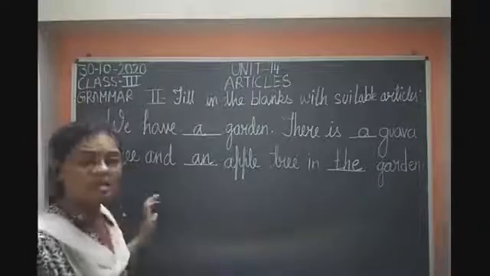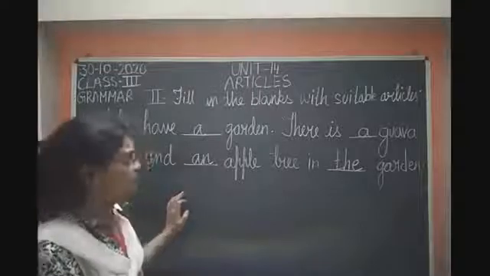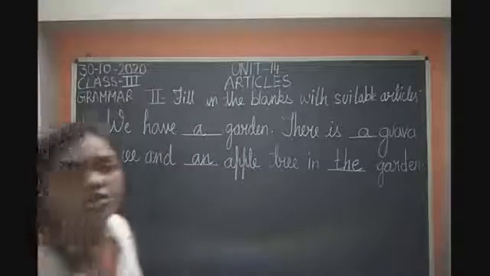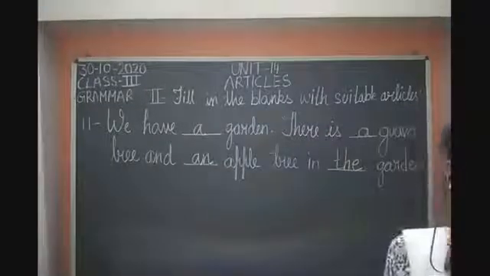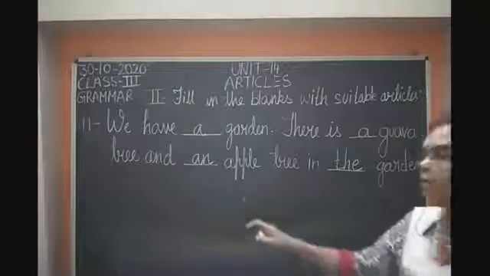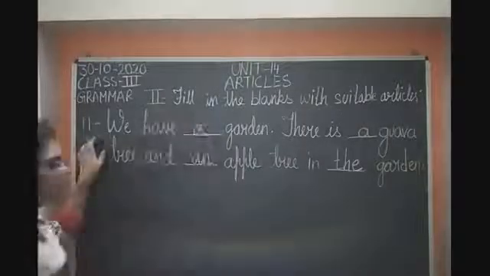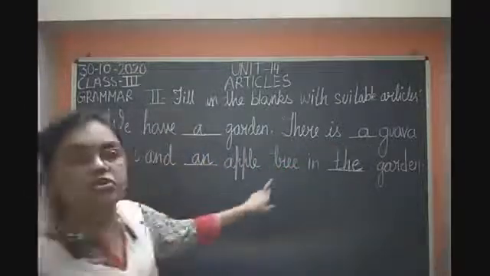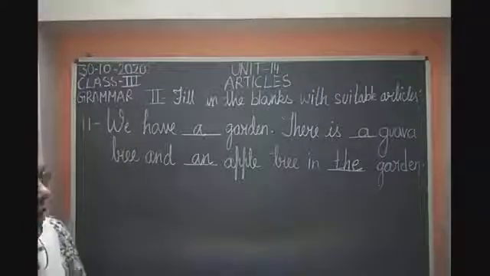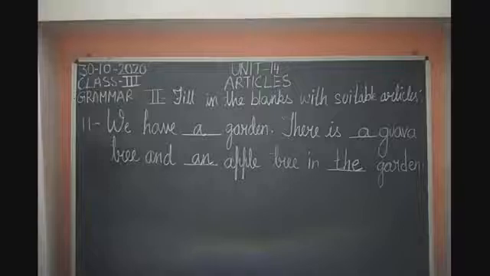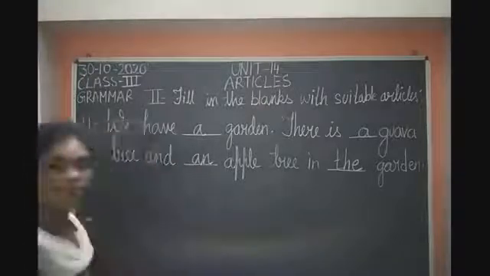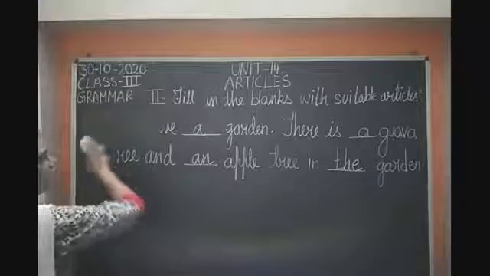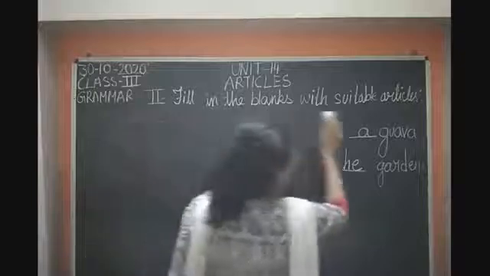So we have a garden, there is a guava tree and an apple tree in the garden. Please write. So the 11th fill in the blanks will be, we have a garden, there is a guava tree and an apple tree in the garden. Fine. I hope everyone has written. Children, now you need to focus on the sound of the words, and as per the sounds you need to fill in the article. So I am going to erase this and write the 12th fill in the blank.